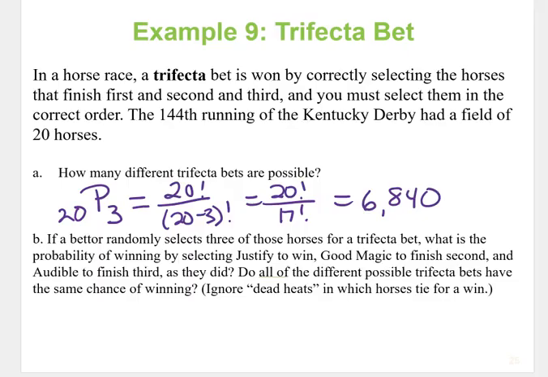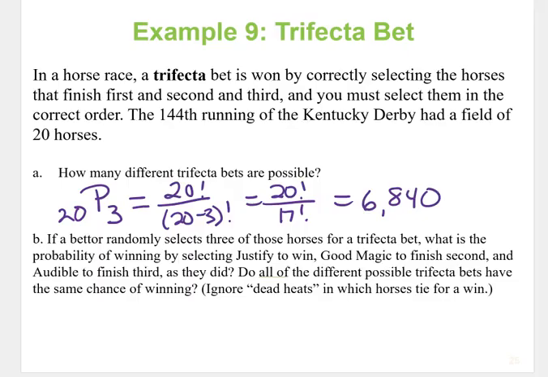If a bettor randomly selects 3 horses, so say I just put their names in a hat and I chose 3 because I don't know anything about horse racing, what is the probability of winning by selecting these 3 horses? So these are the 3. You had Justify to win, so Justify was the name of the horse. He's going to get first place. Good Magic is going to finish second, and Audible is finishing third. So there are 6,840 bets, and we want just that one to win.